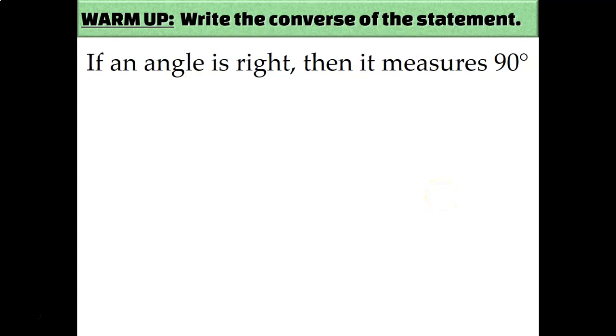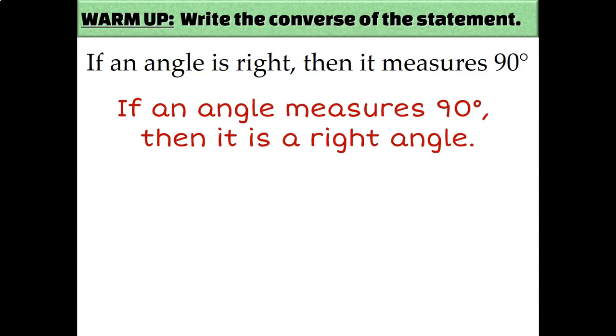Well, remember that the converse of a conditional statement just flips the order of the hypothesis and the conclusion. The hypothesis of the statement we see on the screen is an angle is right, and its conclusion is it measures 90 degrees. So I'm just going to put the measures 90 degrees part first and the right part second. So my converse would look like this. If an angle measures 90 degrees, then it is a right angle.